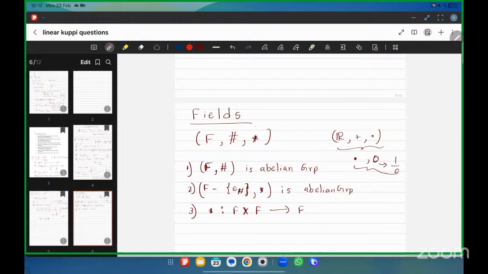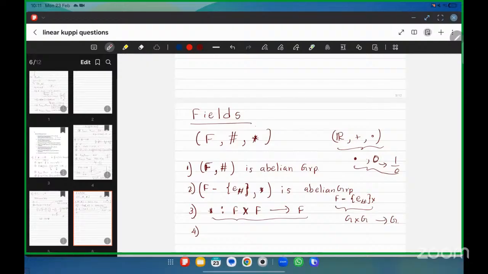For the second condition, anyways, E sharp cross, so I'll take it as a G. So G cross G, we got the output as G, right? When we check whether it's an abelian group or not in the group condition, we check for all elements other than the E sharp. For the third condition, when we check for the E sharp with the other elements, that is fine.